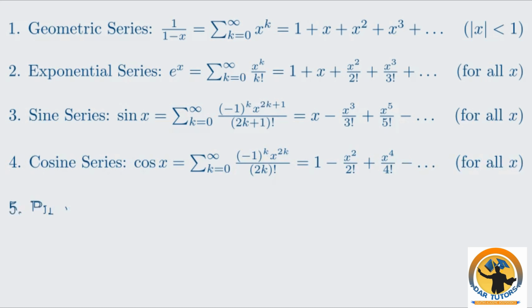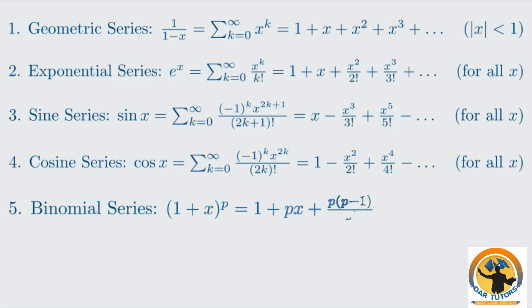Finally, the binomial series for 1 plus x to the power of p. This is 1 plus p x plus p times p minus 1 over 2 factorial times x squared, and so on. This series is valid for the absolute value of x less than 1. These 5 series are the foundation for the techniques we'll be learning today. Let's see how we can use them.